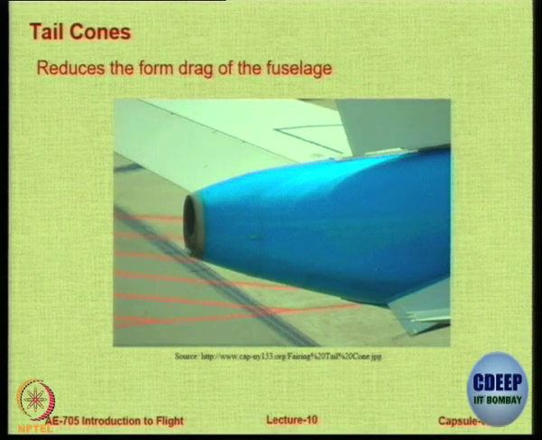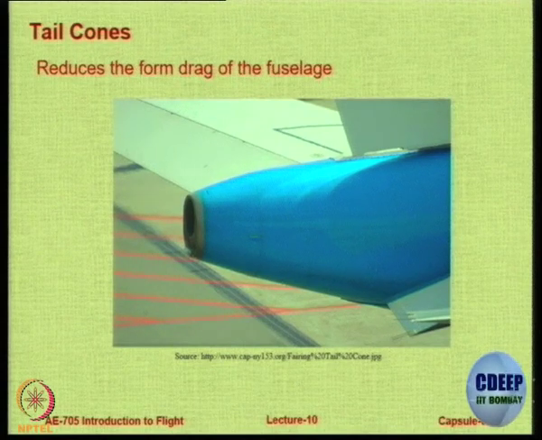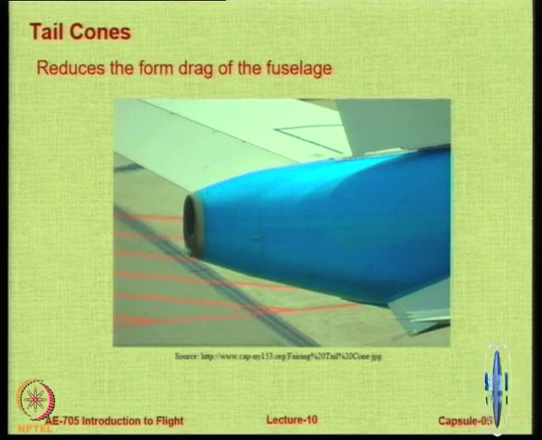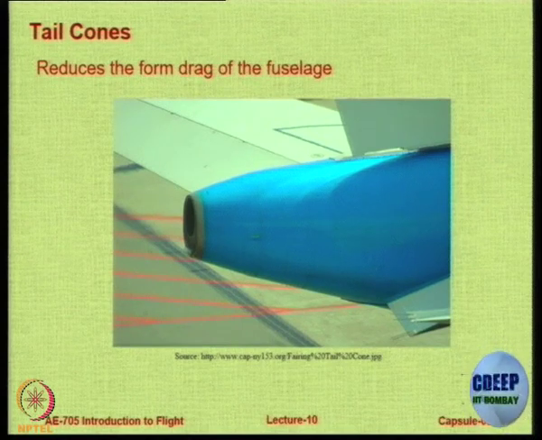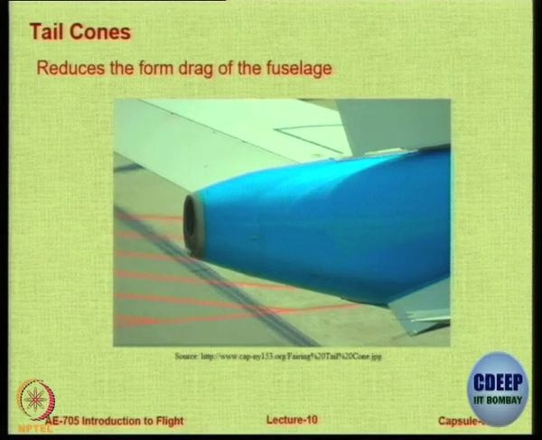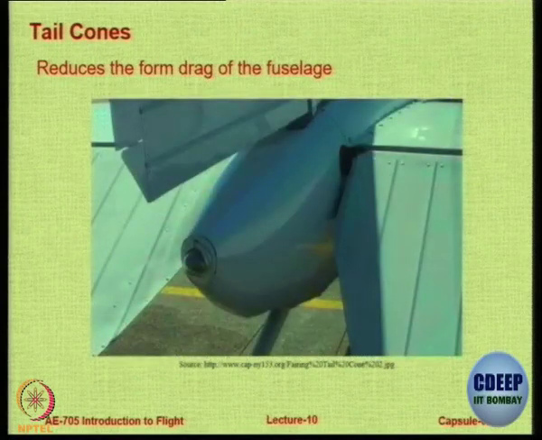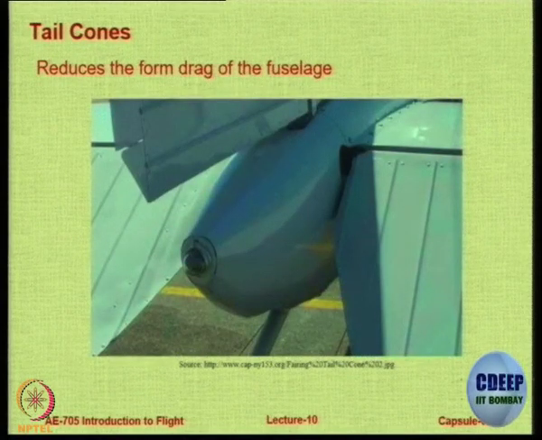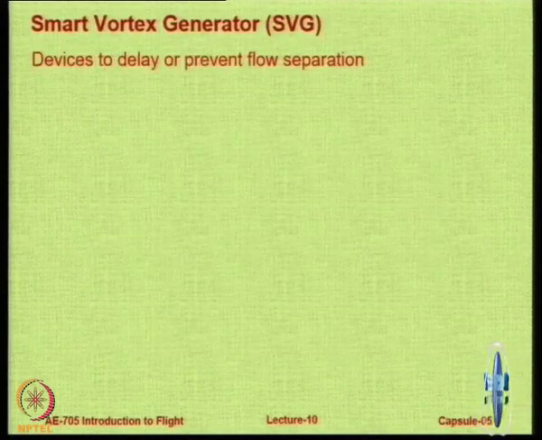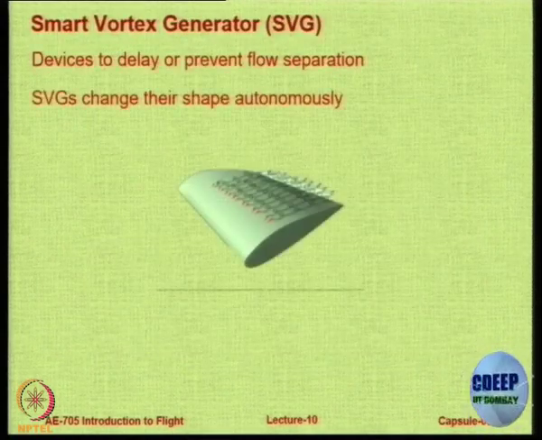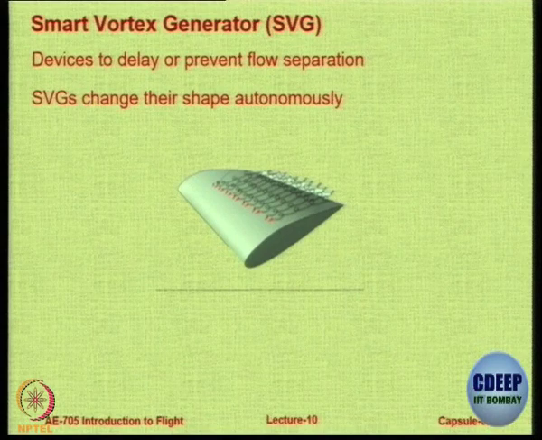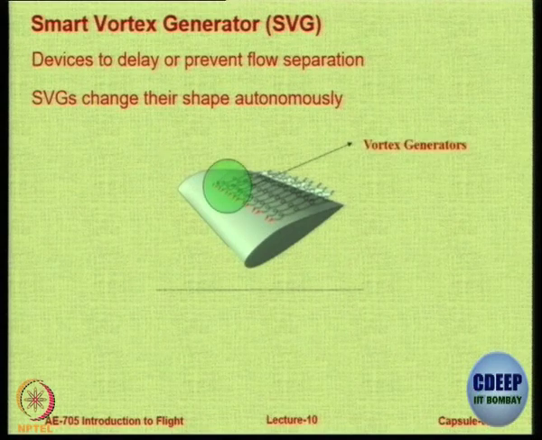So what is inside this particular area normally? What do we have inside this? APU. Auxiliary power unit. Okay. So the tapering of the rear and the shaping is done essentially for reducing the form drag of the fuselage. And then we have also seen this creation of smart vortices.